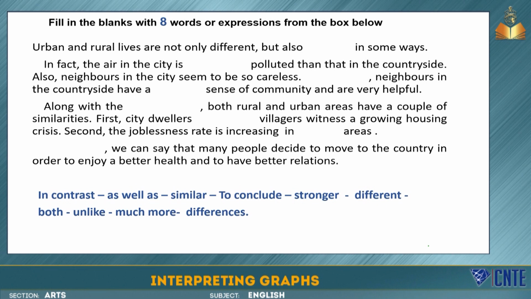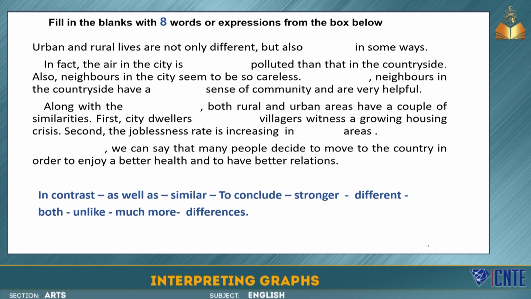Blank, we can say that many people decide to move to the country in order to enjoy a better health and to have better relations. Now, the list of words and expressions is in contrast, as well as similar, to conclude, which is capitalized, in fact, stronger, different, both, unlike, much more, and differences.